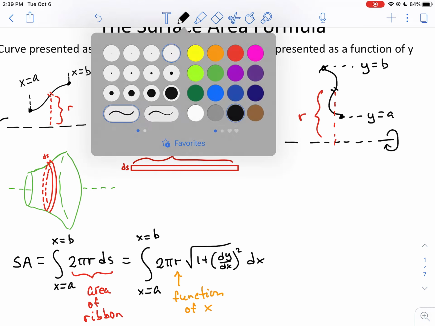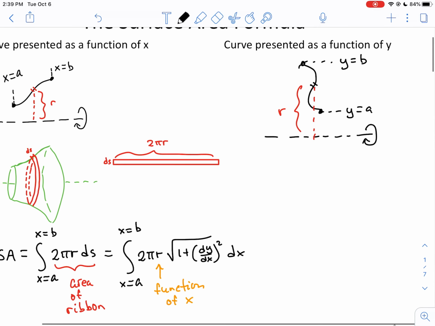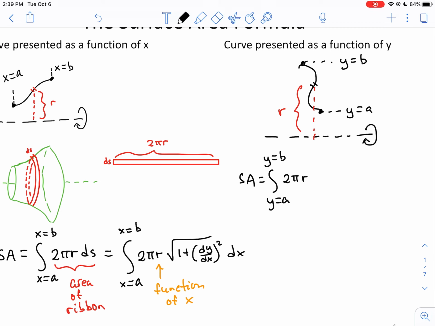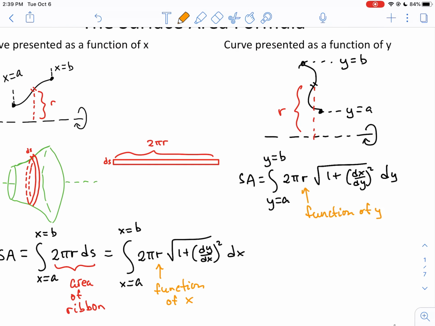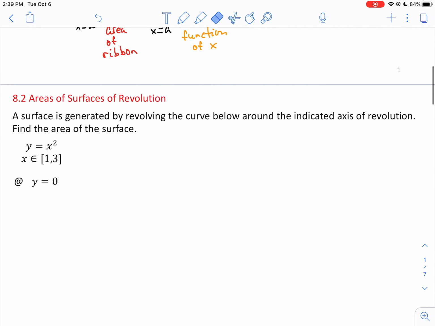The only difference in our formula is going to be that the surface area will be an integral from y equals a to y equals b. So we'll do everything in terms of y this time. And it'll be 2 pi r, and then the ds. And the ds in terms of y was the square root of 1 plus (dx/dy) squared, and then dy. And then the r in this needs to be a function of y. And that's true if the axis of revolution is horizontal or even if it was vertical. It doesn't matter. Whatever the axis of revolution is, you need to somehow express the radius as a function of y. Okay, let's move on to the first example.